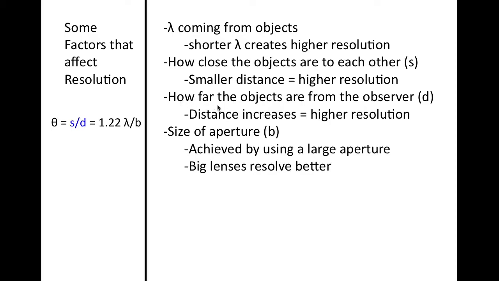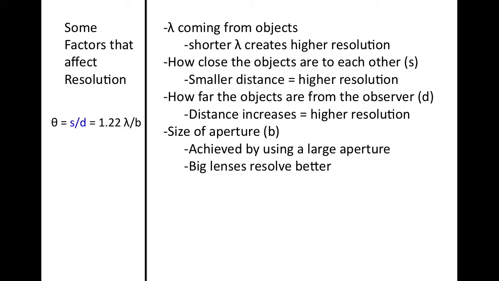A third factor is how far the objects are from the observer. If the distance between the objects and the observer increases, then the resolution will be higher. The last factor is the size of the aperture, and this is known as the variable b. We can achieve higher resolution if we use a larger aperture, and this is why big lenses are used when you're looking at cameras or telescopes.